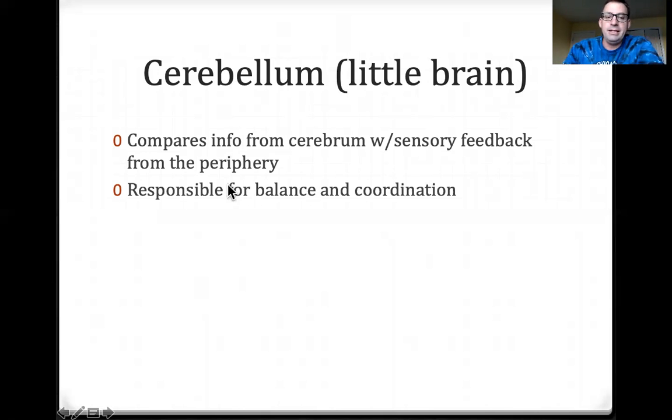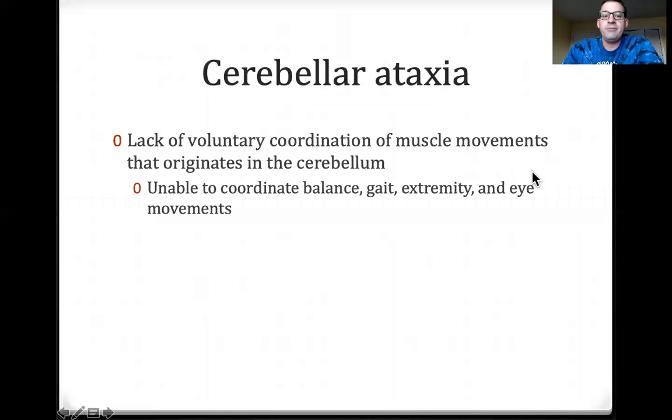So the key here is that the cerebellum is responsible for balance and coordination. Okay. If you have damage to the cerebellum, you have what's called cerebellar ataxia. You're really not going to have very coordinated muscle movements. So you won't be able to coordinate your balance or your gait, which is your stride. You won't be able to coordinate the movement of your extremities or your eye movements, right?